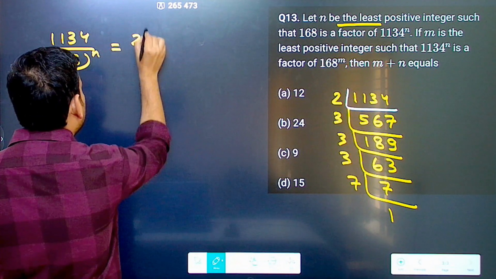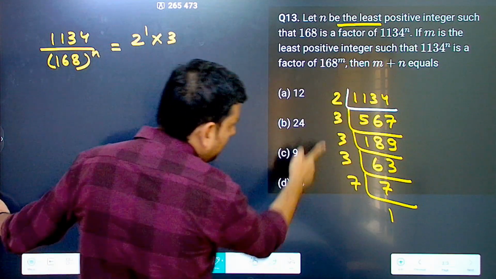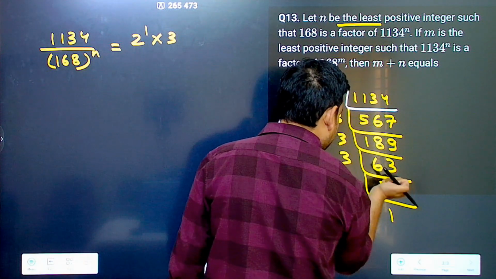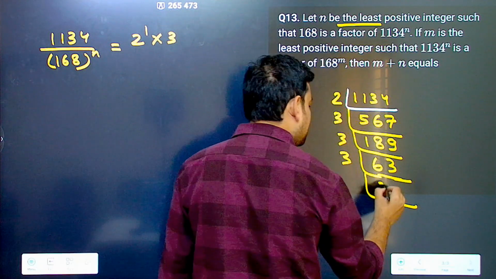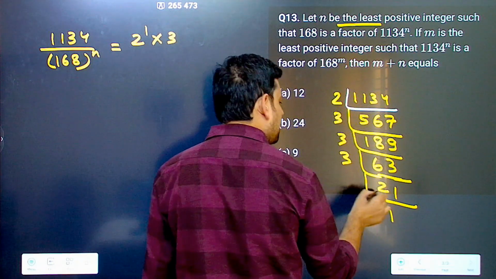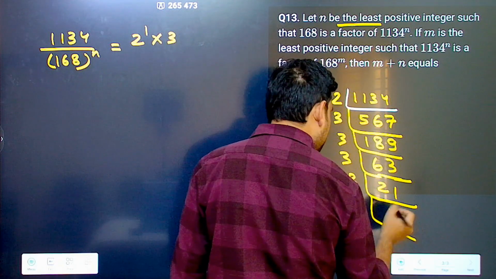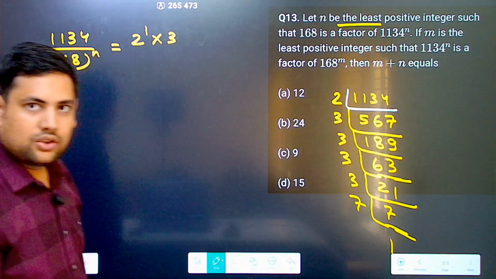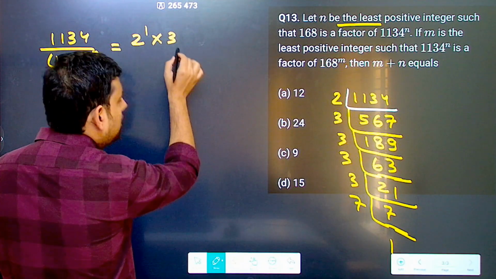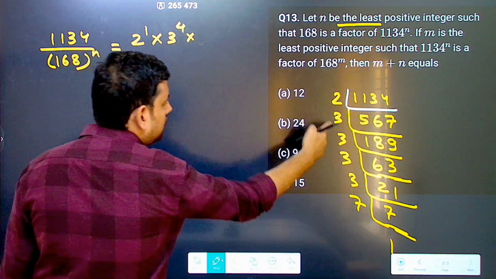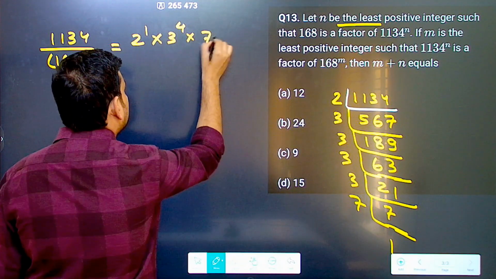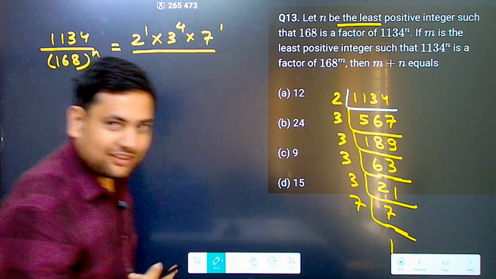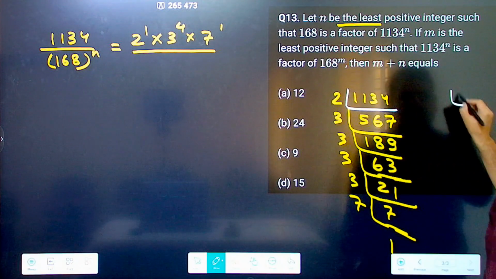1134 is equal to 2 power 1 into 3 power 4 into 7 power 1. I have to go one more time. So 63, that means this is 21, and then again if I go by 3, this becomes 7. So 7, 7, 1. So what I got? 2 power 1 into 3 power 4 into 7 power 1. Now let's find 168 also. So this is 168.